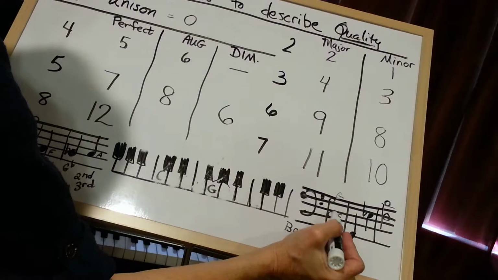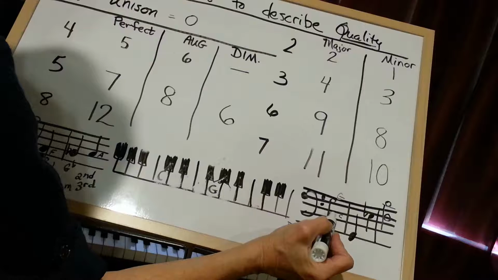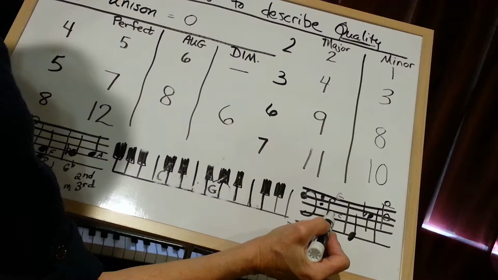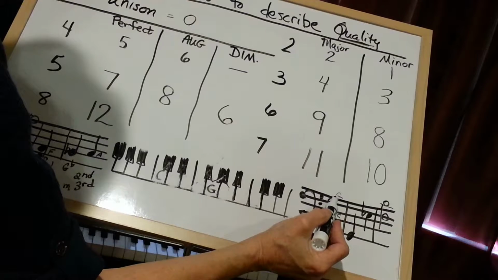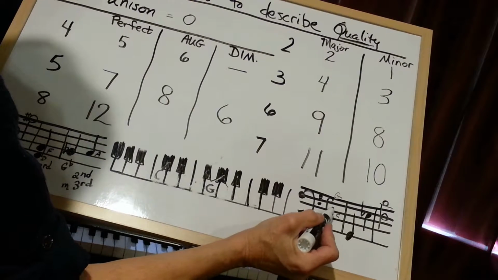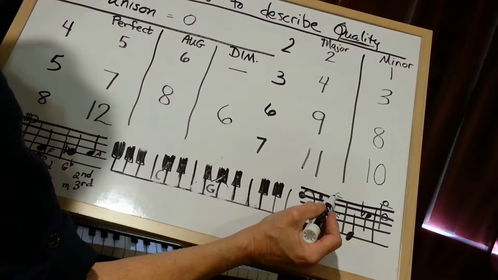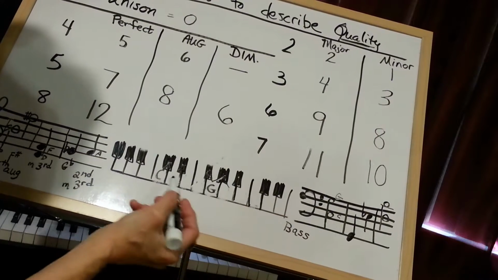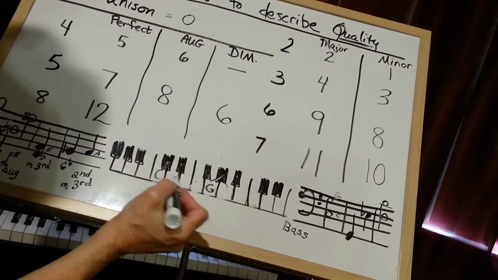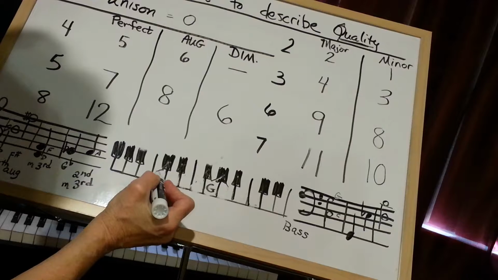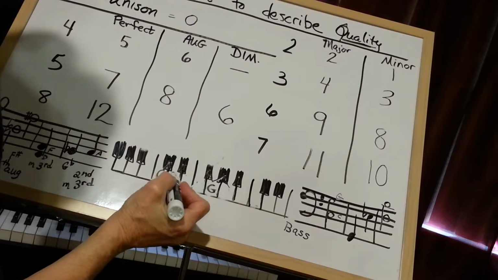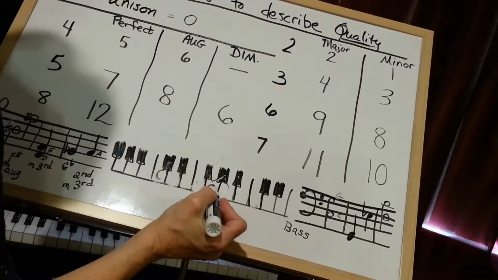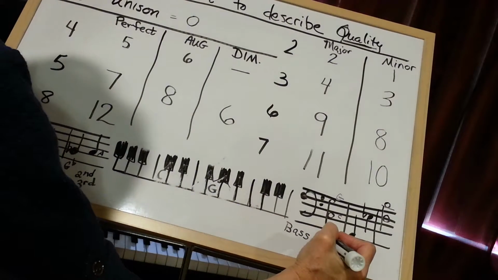What is the interval? We can do it this way, starting with the C. 1, 2, 3, 4, 5. What I did was count space, line, space, line, space. Or I could do it by keyboard, just the letters. C, D, E, F, G, 1, 2, 3, 4, 5. We know it is some type of a fifth.